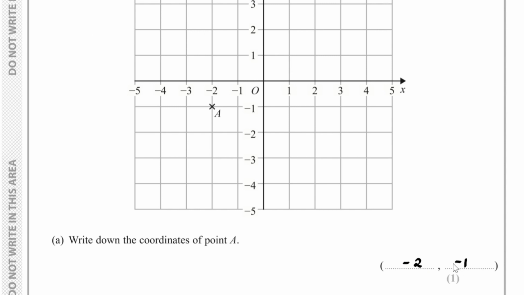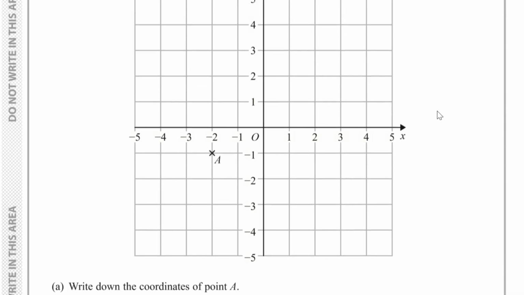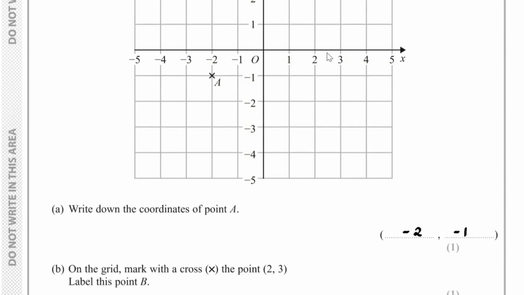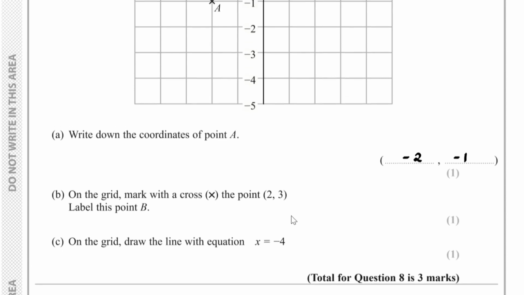So we have -2, -1 for the coordinates of A. For part B, on the grid we have to mark with a cross the point 2, 3 and label the point B. So we have 2, 3, that goes here. We label this B. For part C, on the grid we have to draw the line with equation x equals -4.